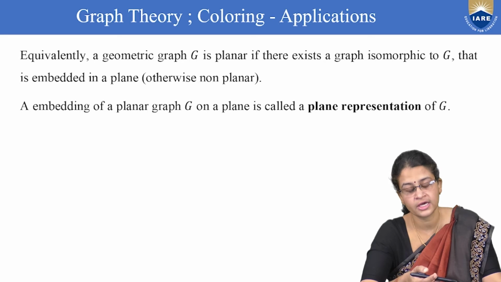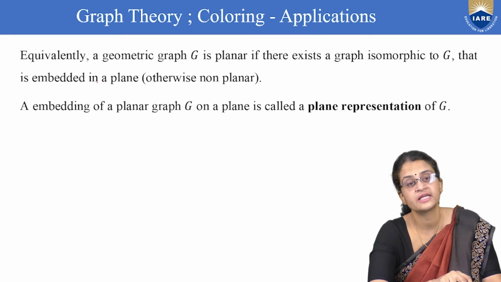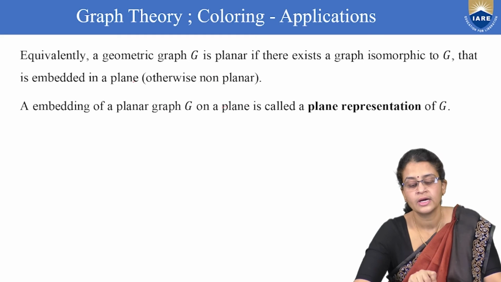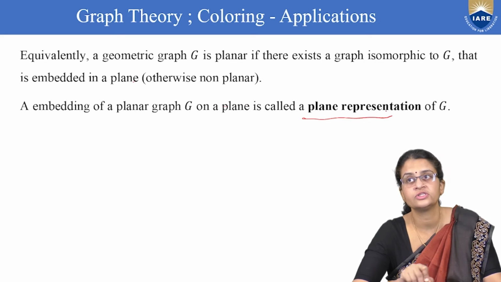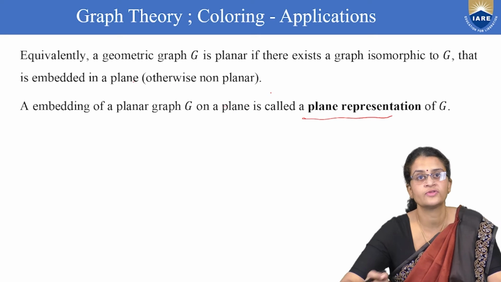We have another definition of a planar graph. A geometric representation is planar if there exists a graph isomorphic to G such that it can be embedded in the plane. Otherwise, it is said to be non-planar. An embedding of a planar graph is called a plane representation of graph G. Embedding of a planar graph on a plane is called a plane representation of that graph G.